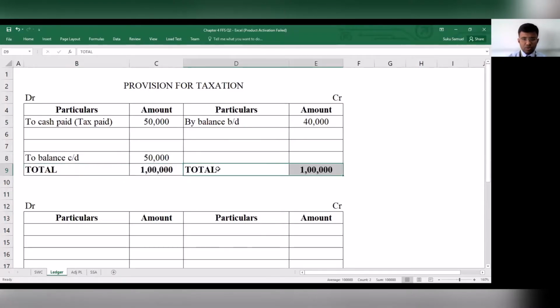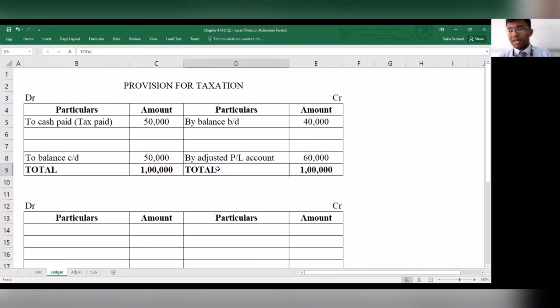Okay, so which side is more? Debit side is more. So where will the balancing figure fall? The balancing figure will fall on the credit side. So by adjusted profit and loss account, the balancing figure is 60,000.